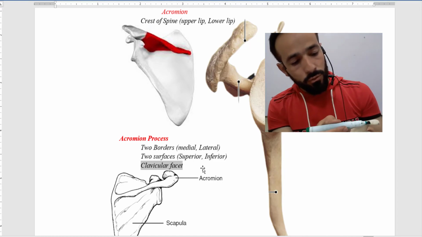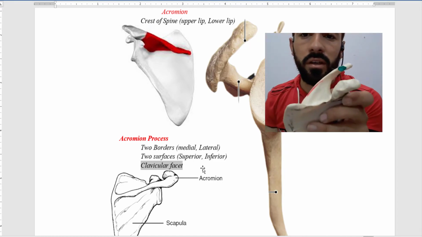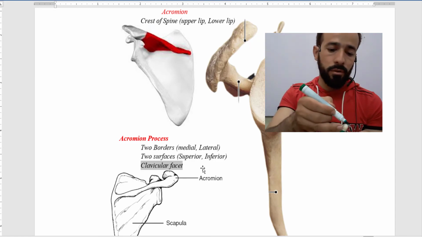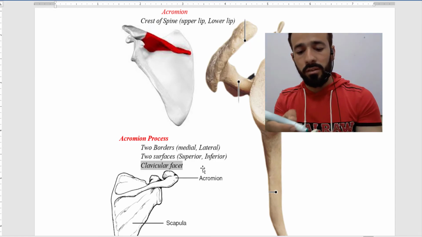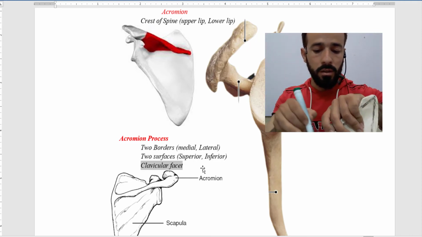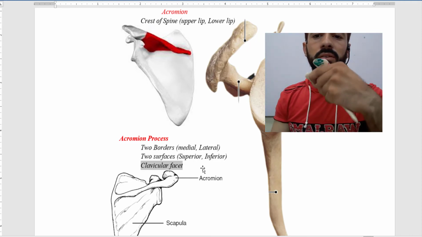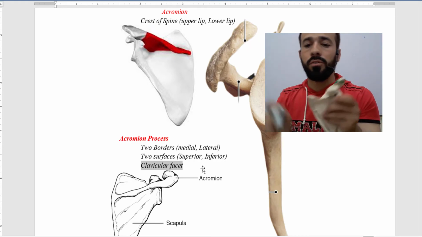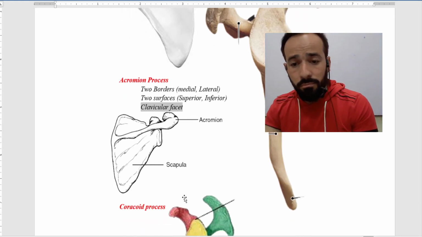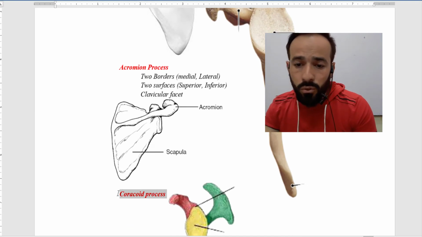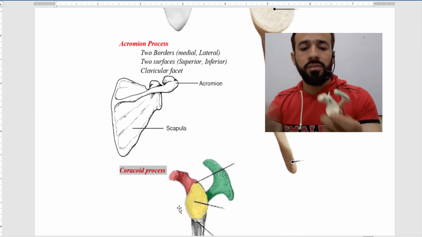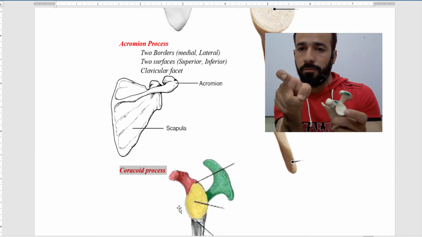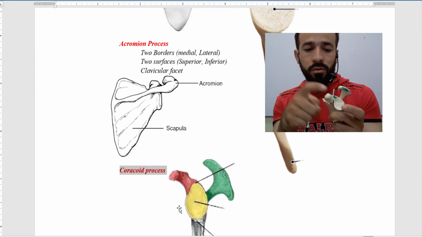Let me show it: this is the acromial facet, this is the medial border, this is the lateral border, this is the superior surface, and here is the inferior surface. Medial border, lateral border, and the acromial facet. Done. Then there is the coracoid process. You can see here, this one is the coracoid process. It's a finger-like curved part of this bone.